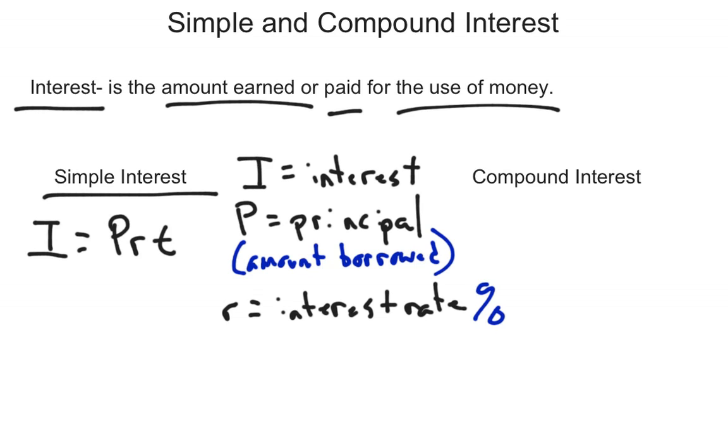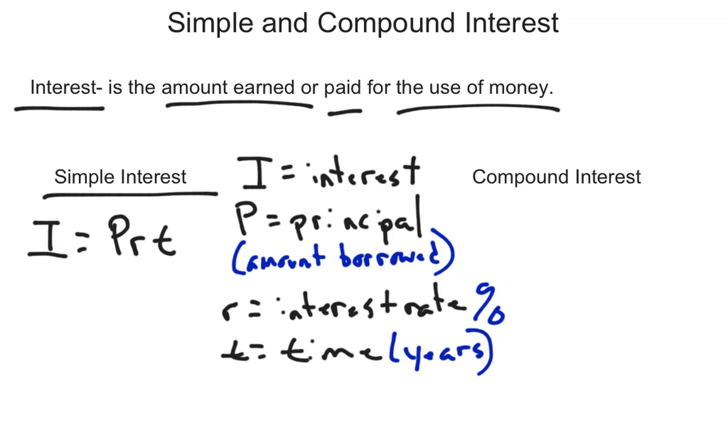T is going to stand for time. How long are we borrowing the money for? Are we borrowing for 1 year, 5 years, 30 years? What are we doing here? And again, I'll say that time, when we're doing these problems, is always going to be based in years. It has to be. So 1 year, 5 years, 30 years.